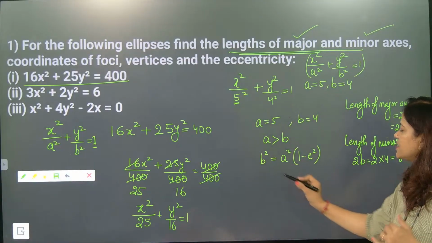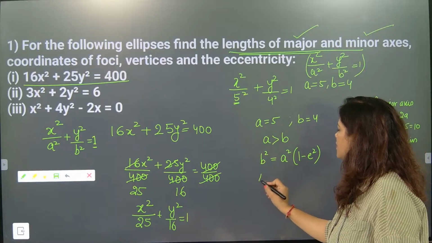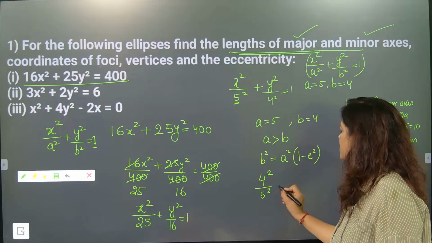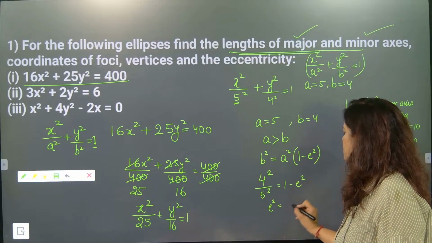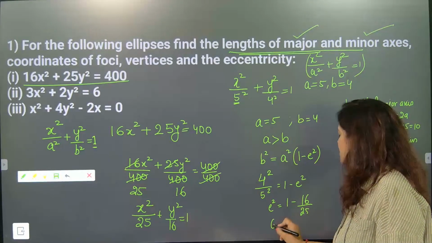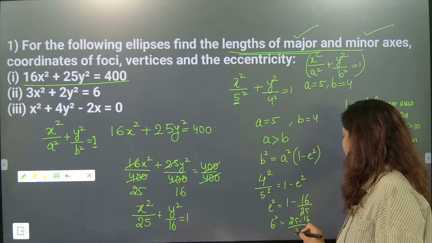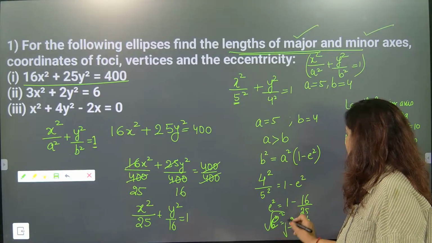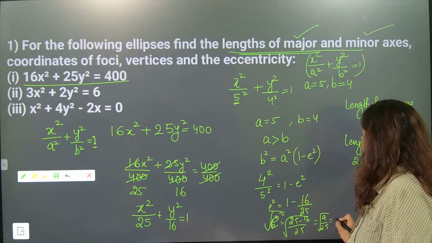So b is exactly what? b is 4, so 4 square by 5 square equals 1 minus e square. So e square is equal to 1 minus 16 by 25, so e square is equal to (25 minus 16) by 25, which is 9 by 25. Taking the root, it will come as 3 by 5.